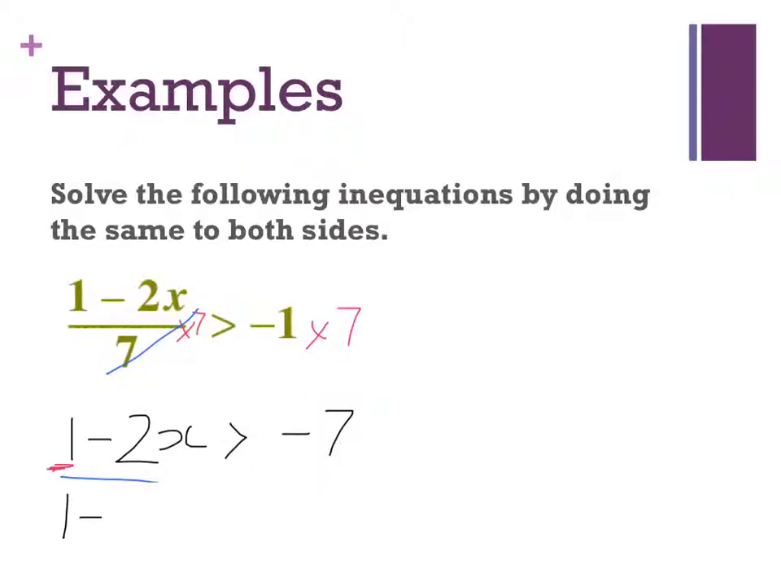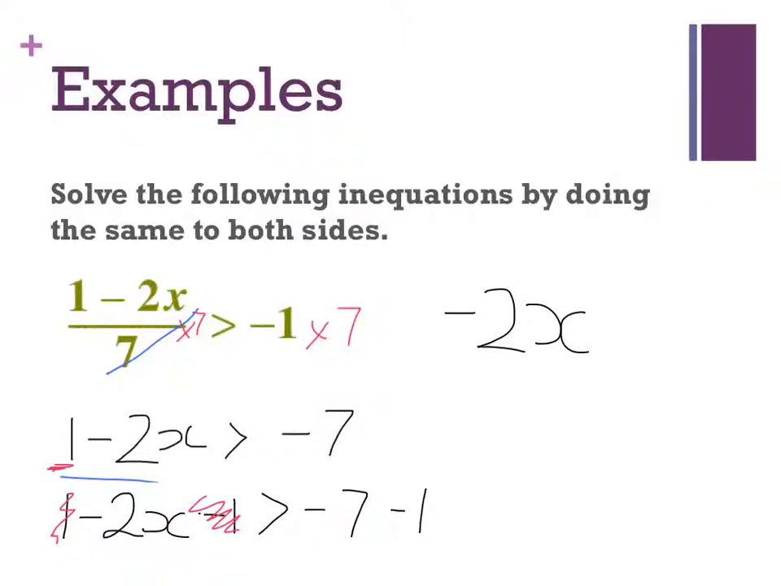Okay, so what I need to do to this here is I need to subtract 1 from this side. If I subtract 1 from this side, I have to subtract 1 from the other side, okay? So this 1 subtract 1 cancels out. Now I'm left with working out the right-hand side. -7 subtract 1. Careful, careful. It's not -6. It's -8. If it's -7 degrees and it gets 1 degree cooler, it becomes -8. So I have -2x is greater than -8.